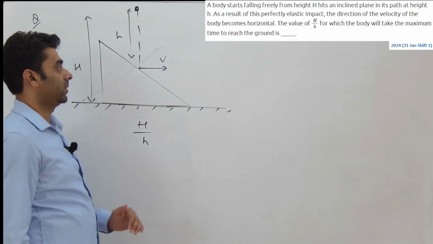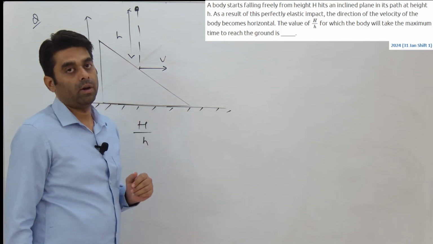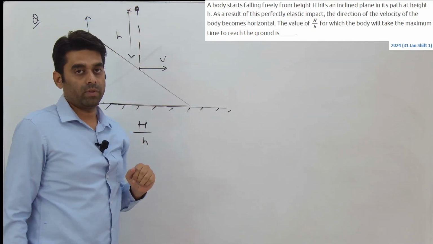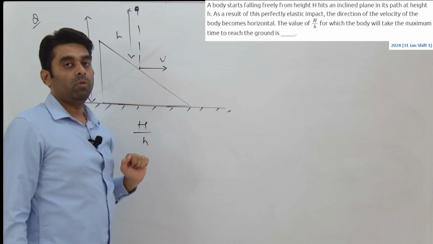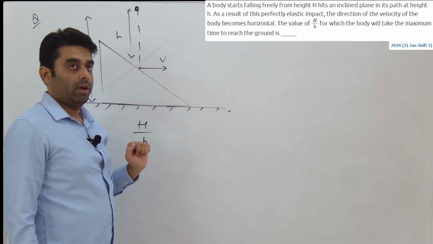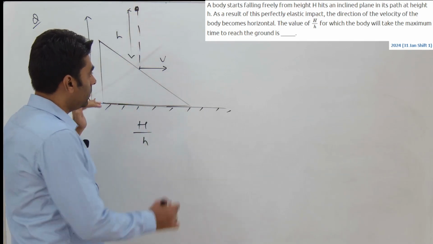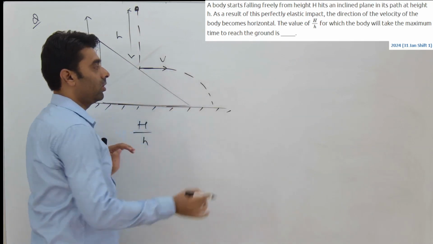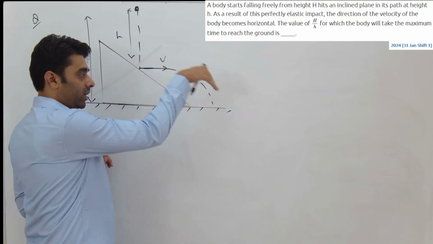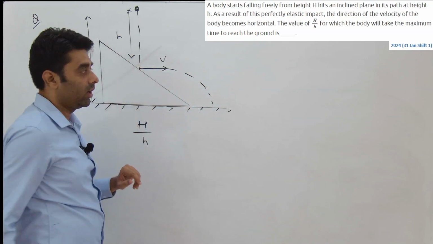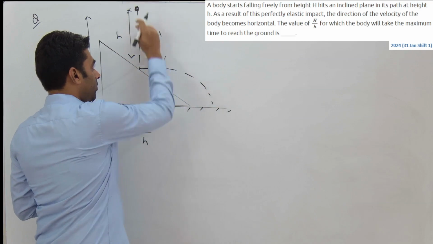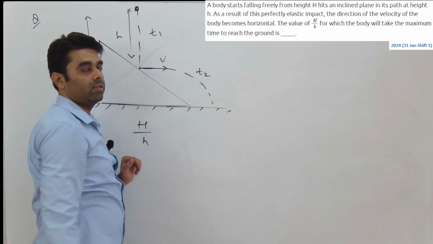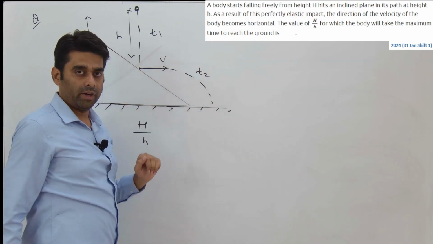How to deal with it? Now this journey we can break down into two parts. One is motion under gravity, straight line motion. Second, because the particle has gained horizontal velocity, it will perform projectile motion like this. So let's say the time taken to come down in the straight path is t1, and the time taken in the projectile motion is t2.